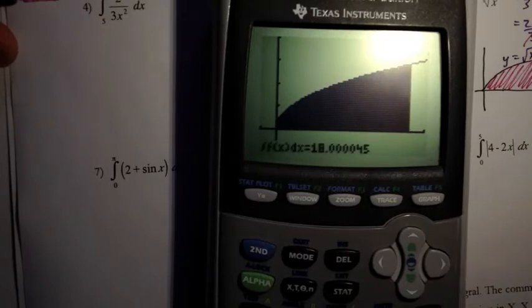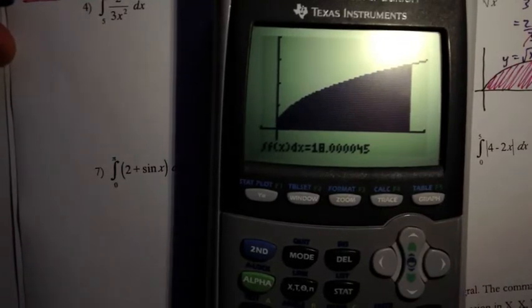And look at that. And you say, hey, Mr. Hawks, that says 18.000045. Well, guess what? When you round that number to the nearest 3 digits after the decimal, it is 18. And so sometimes your calculator will give you kind of a weird number like that. Nothing to be alarmed about. Just round it to the nearest 3 digits after the decimal, and you are fine.